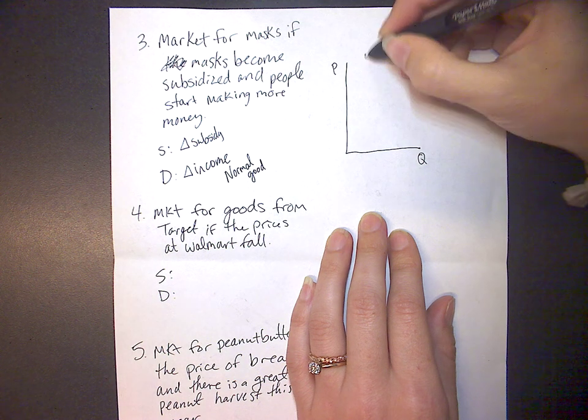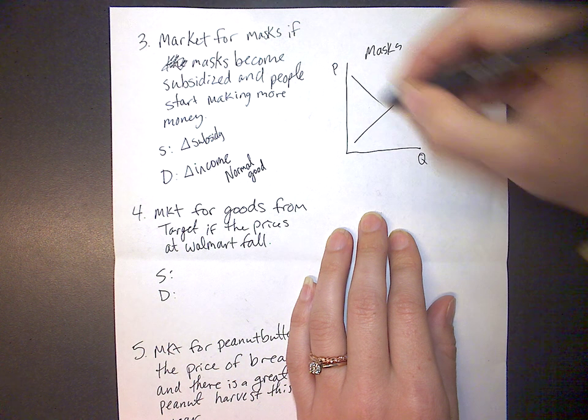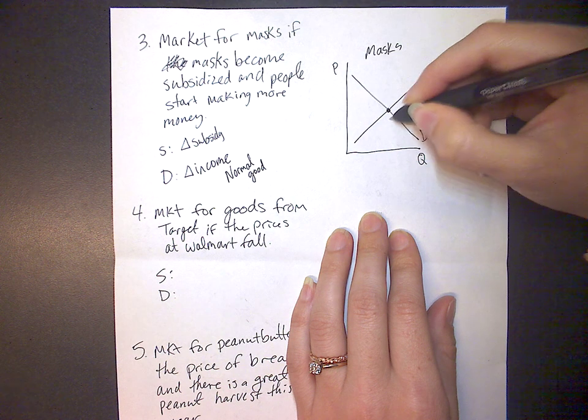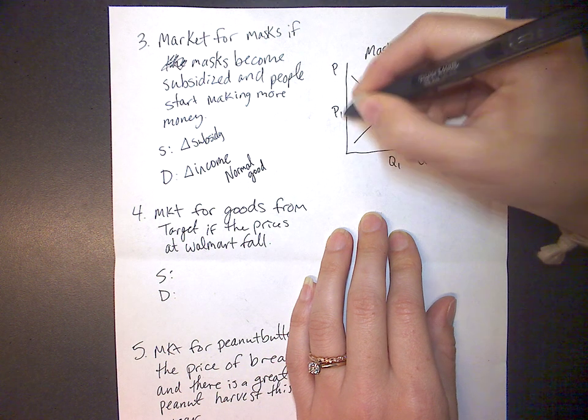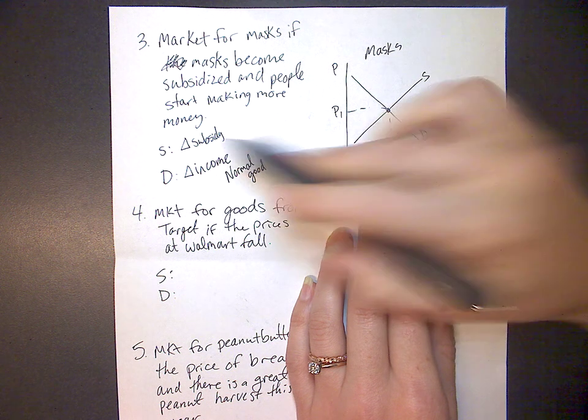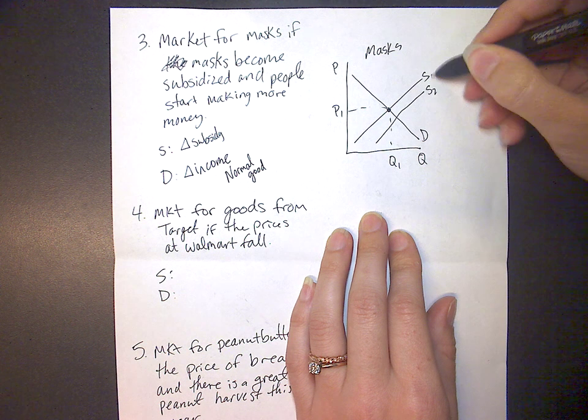So P, Q axes, supply, demand. We could do our first equilibrium point, Q1, P1. Great. So the subsidy, which means producers are going to be more excited to make this than before.